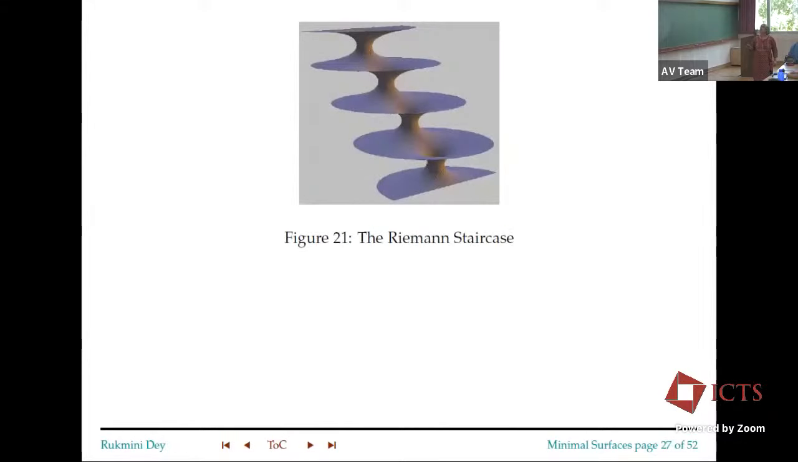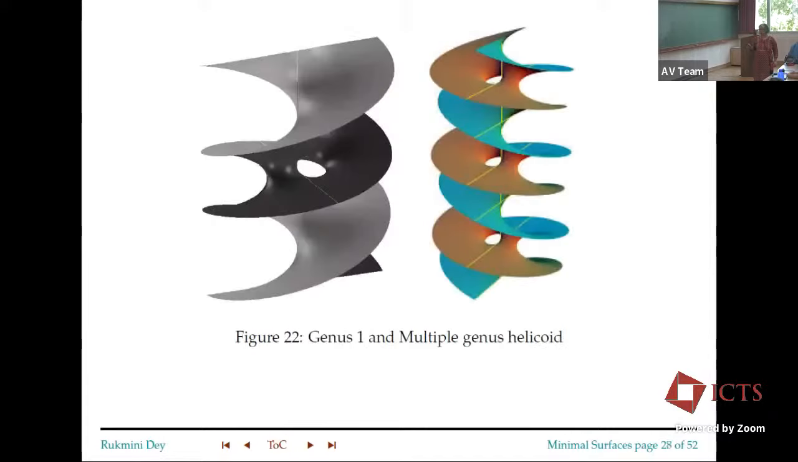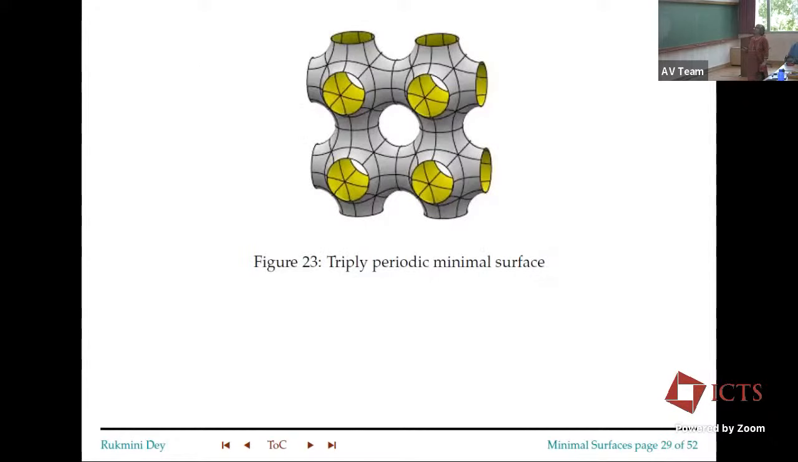This is the Riemann staircase. This is the multiple genus helicoid. So this one, as you can see, has multiple genus. This one has one, this one is also a multiple genus. But what you notice is you can't get a torus as a minimal surface, right? You never saw a torus. You saw a torus with three punctures, but you never saw a torus. The reason is, we'll come to that. And this is a triply periodic minimal surface, which you see in crystallography and all, okay? So there are molecules here. This is called an equipotential surface, okay? So you see minimal surfaces in nature a lot, okay?